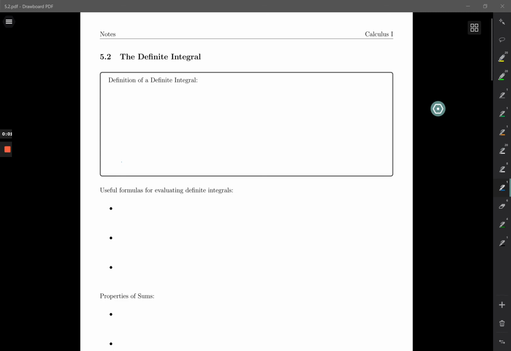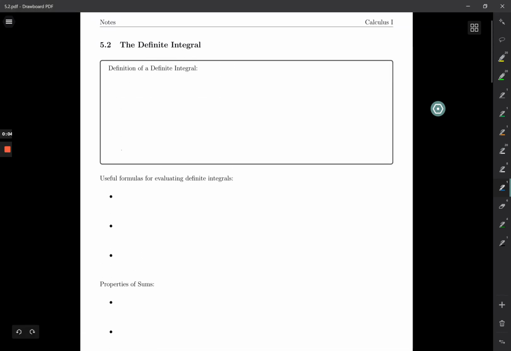Okay, so in this section we are going to define the definite integral. And the definite integral is this thing that we've been talking about that gives the area under a curve over some interval. We usually use a, b as our interval. Okay, so let's go ahead and write down the definition.